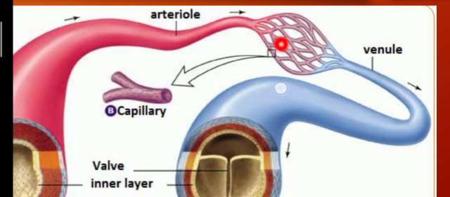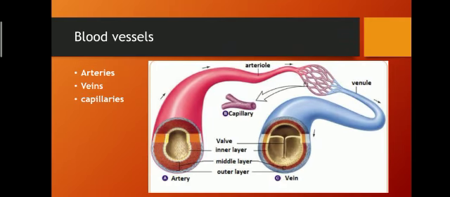The gas oxygen is provided to those tissues, and carbon dioxide which is produced in those tissues is again carried by the capillaries, which unite to form venule, and then venules unite to form veins. So this is the structure of capillary, that is, it carries both oxygenated and deoxygenated blood. So these were the three types of blood vessels.